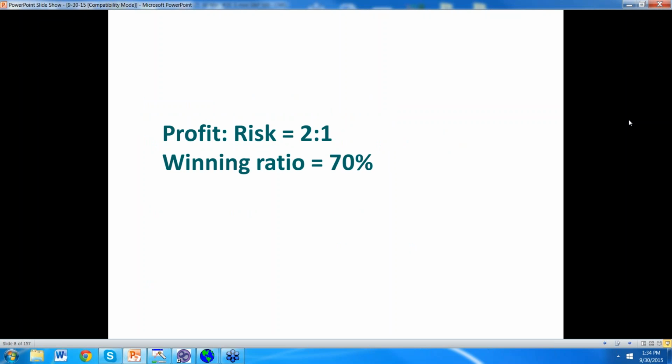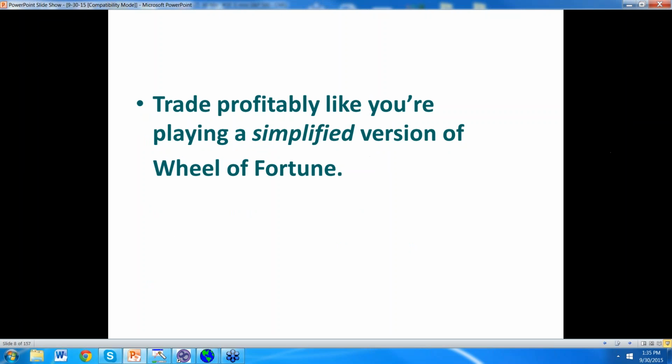And you want the profit to risk ratio to be about 2 to 1, and you want your winning ratio about 70%. Okay, and if you have a high quality pattern, that can be doable. You trade profitably like you're playing a simplified version of Wheel of Fortune, that TV show with Vanna White and Pat Sajak. Okay, let's play that game right now.